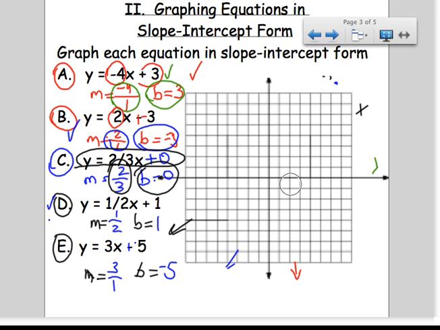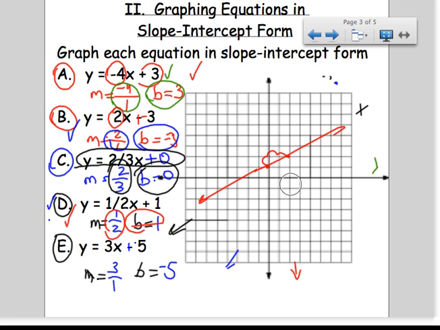In red, I'll graph D first. You should have started with a y-intercept of 1. That's right here. And then built a line with a slope of 1/2. That means a rise of 1, a run of 2. That's right there. That is your line for D.